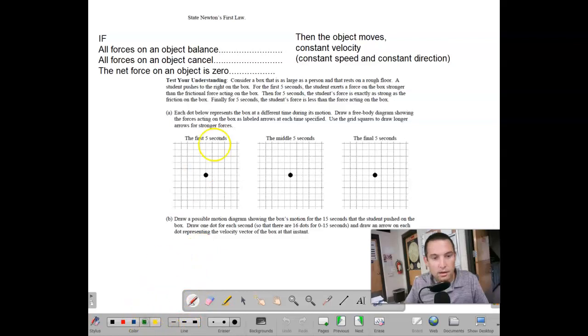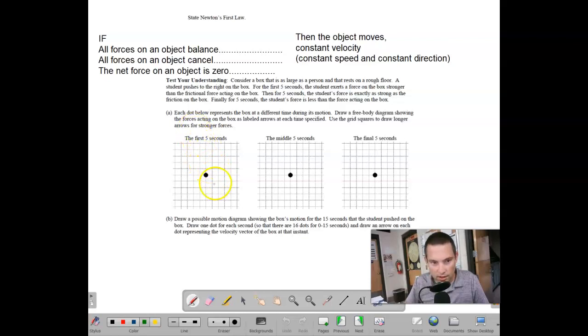We've got a box as large as a person that rests on a floor. The student pushes to the right. The student pushes to the right for the first 5 seconds, then the student exerts a force on the box stronger than the frictional force on the box. Then for 5 seconds, the student's force is exactly as strong. So we're drawing free body diagrams for these first.